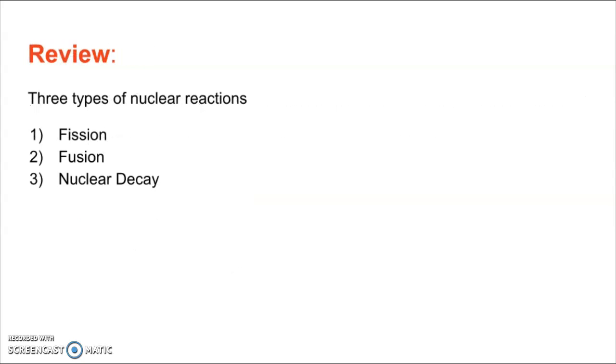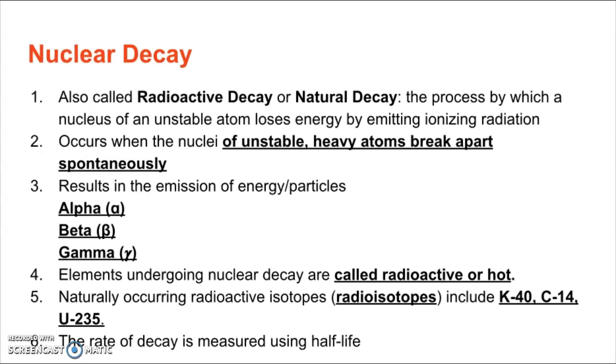To review, there are three types of nuclear reactions: fission, fusion, and nuclear decay. We have talked about fission and fusion already, so by process of elimination, today's video is going to be about nuclear decay. I apologize that there are a lot of words on the screen right now. However, lucky for you, you can pause the video and copy it down.